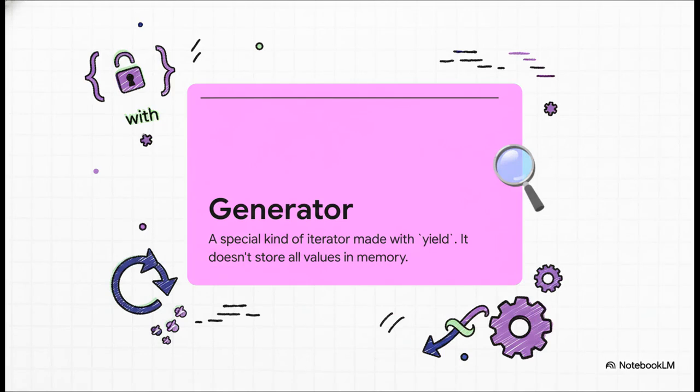Now, if an iterator is the engine, then a generator is like a supercharged, hyper-efficient version of that engine. See, instead of holding every single value in memory at once, a generator creates them one at a time, on the fly, using a magic keyword, yield.